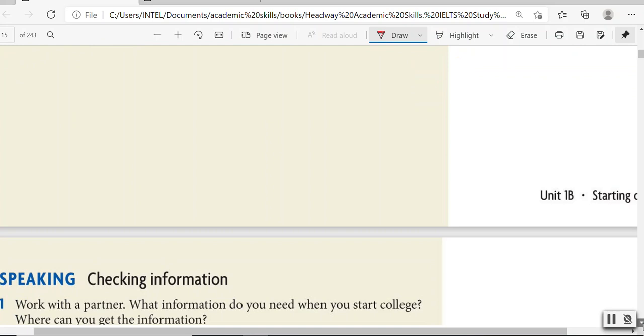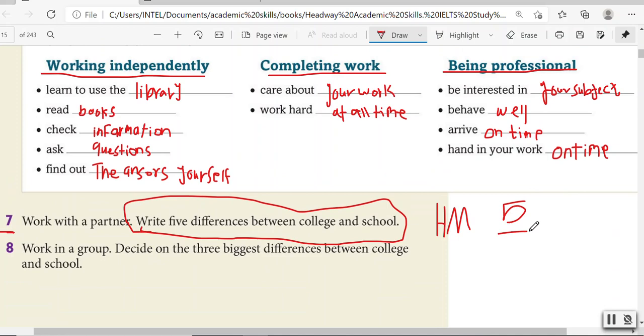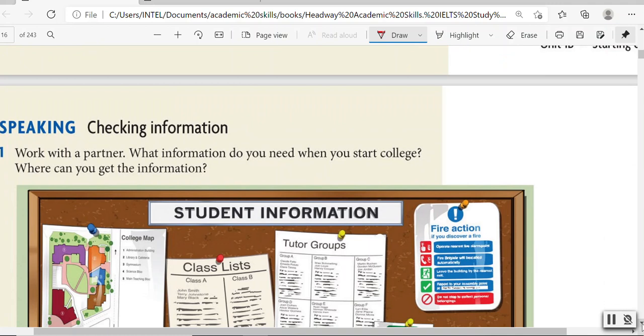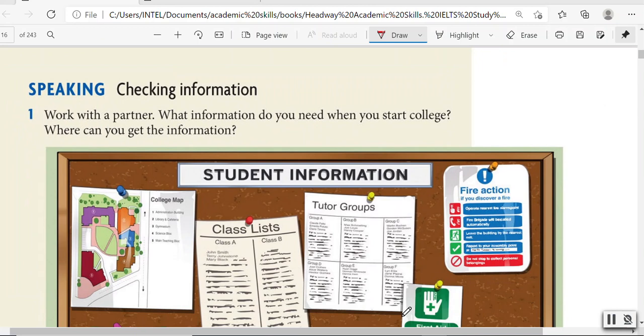Okay, only 5 differences, no more than 5. In this part, the speaking part, checking information. How can you check information? In exercise number 1, work with a partner. What information do you need when you start college? Tell me, what information do you need when you register at college and when you start college?